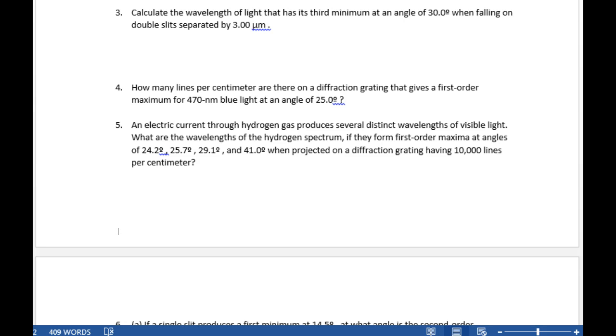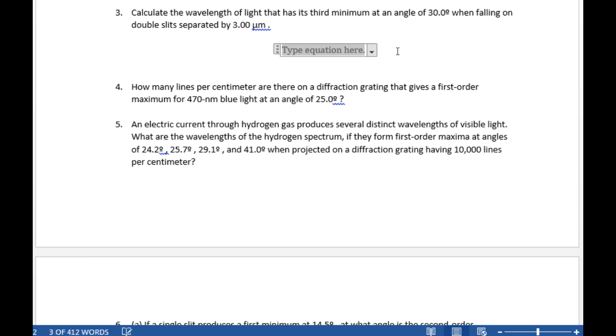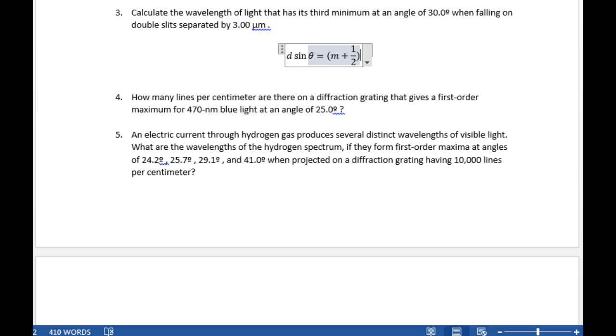Alright, so problem 3 of homework 8 is calculate the wavelength of light that's the third minimum at an angle of 30 degrees and falling on a double slit separated by 3 microns. So, third minimum. Now we're talking about d sine theta equals (m plus 1/2) times lambda.